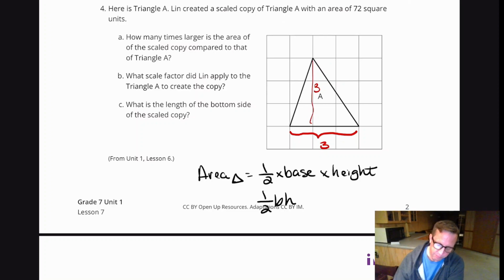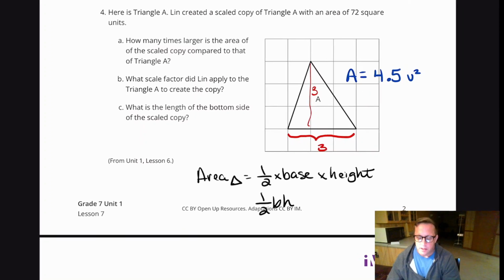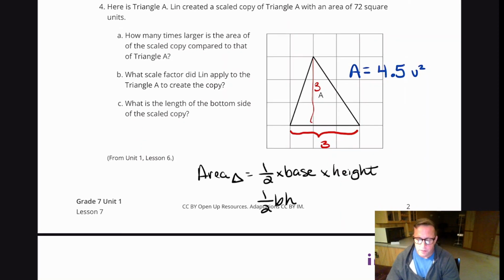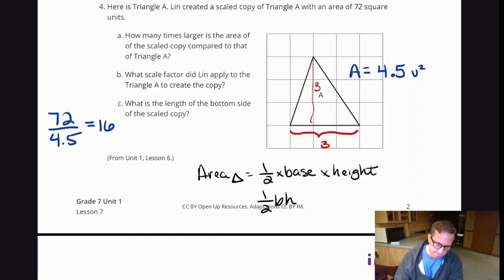All right, so this one has an area, A for area, of about 4.5 square units, according to that. And now if I take 72 and divide that by 4.5, let me use my calculator. If I do 72 divided by 4.5, I get 16. All right, so the area is 16 times bigger.